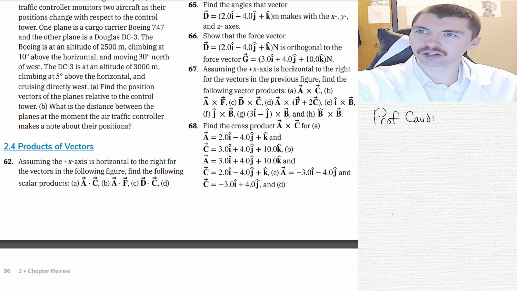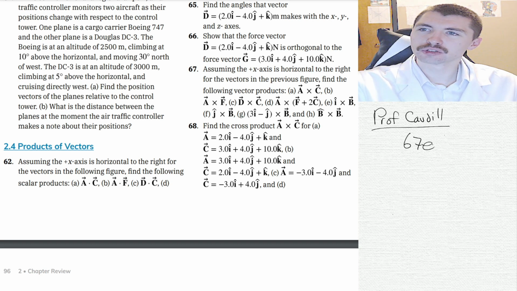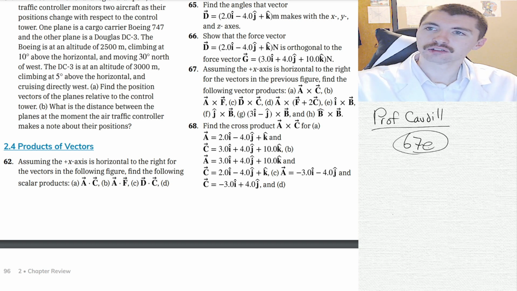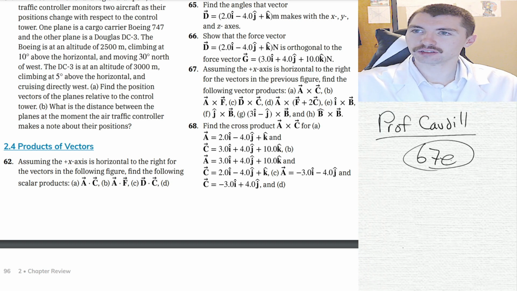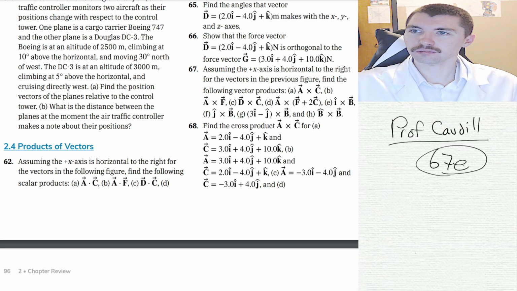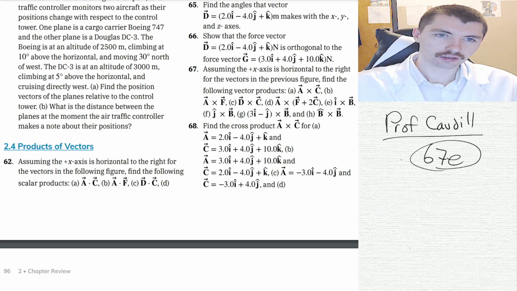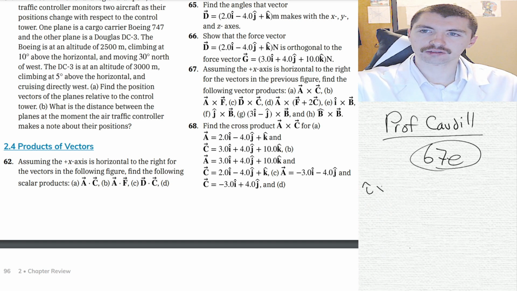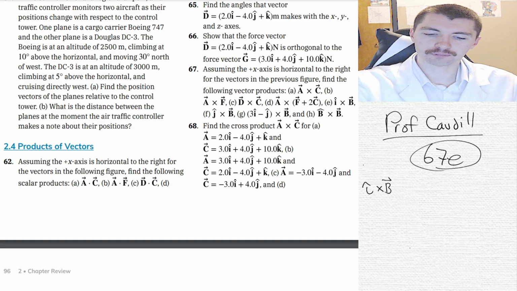I'm Professor Caudill. Today we're on 60, 67. We'll start at E. Let me zoom in here. All right, so we are doing I cross B.